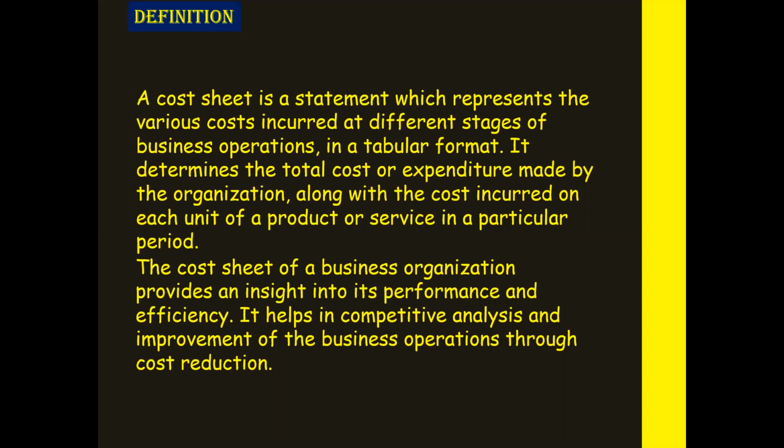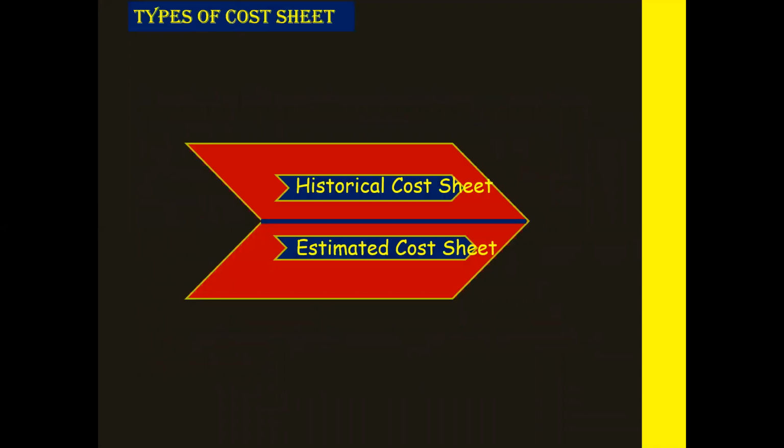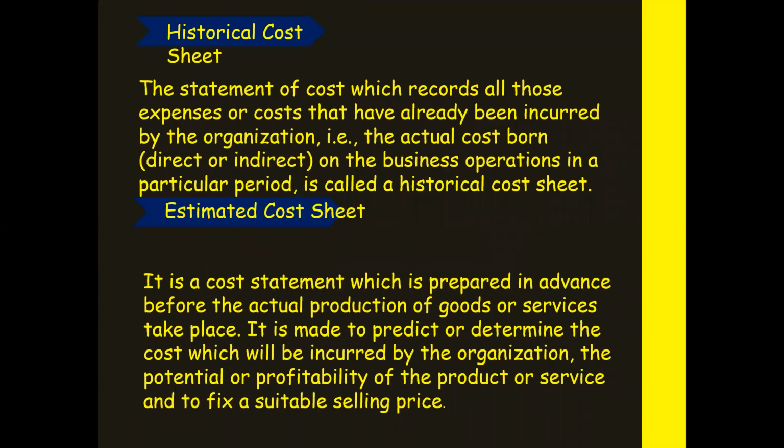So next we talk about the types of cost sheet. There are two types of cost sheet: historical cost sheet and estimated cost sheet. The first one is historical cost sheet. The statement of cost which records all those expenses or costs that have already been incurred by the organization, that is the actual cost borne, direct or indirect, on the business operation in a particular period is called a historical cost sheet. The next one is estimated cost sheet.